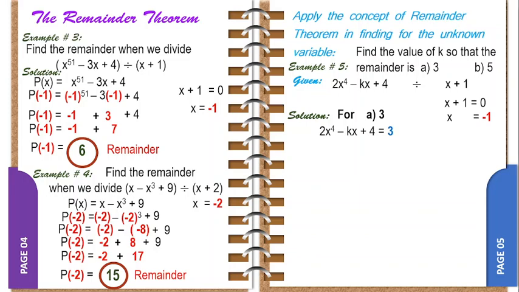Replace all x by negative 1 since the value of x is negative 1. So we have 2 times the quantity of negative 1 raised to 4 minus k times the quantity of negative 1, bring down positive 4 equals 3. Simplifying, we have 2 times the quantity of positive 1. Why positive 1?